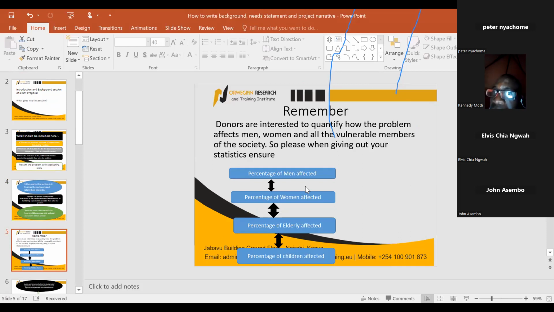So please, when giving out your statistics, ensure that you bring in the percentage of men, percentage of women, percentage of elderly, and percentage of children that this particular problem is affecting in that community. So these components must be addressed very well.